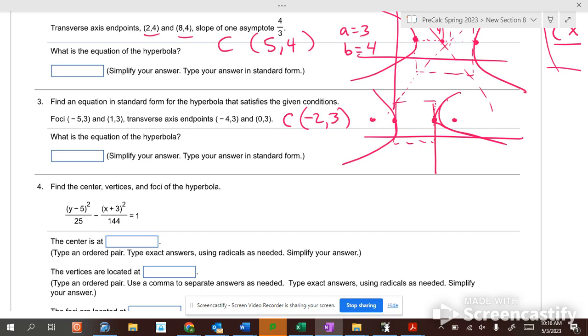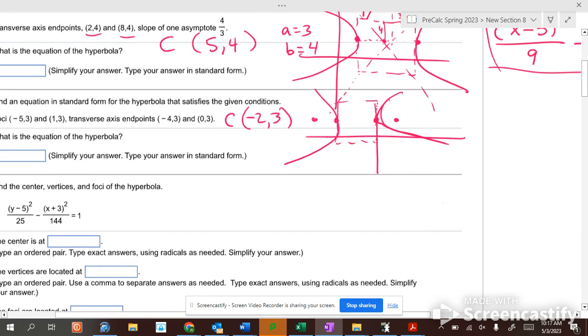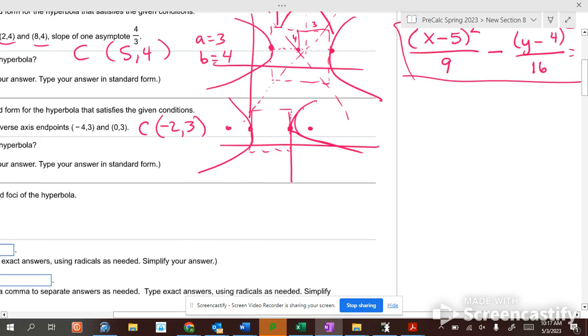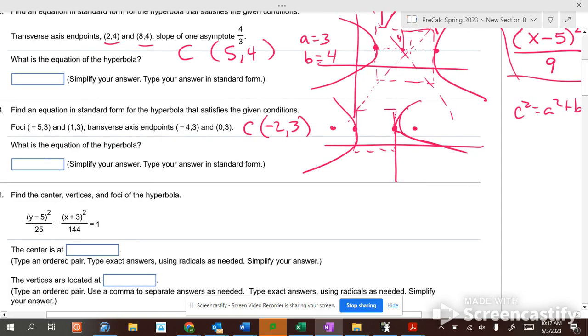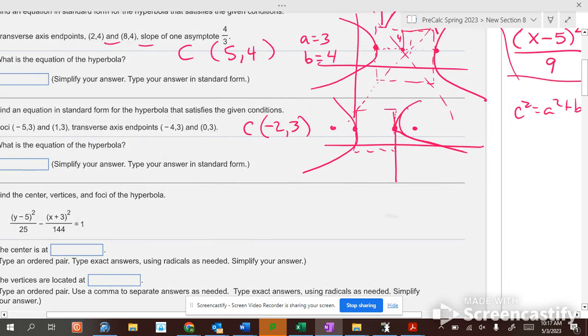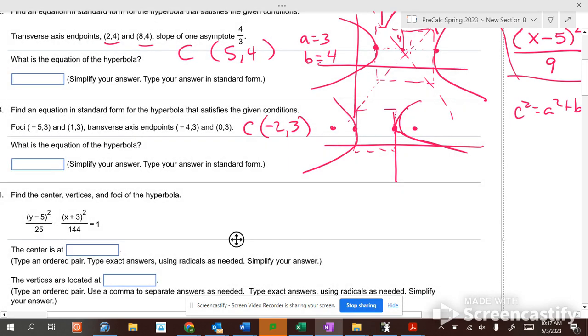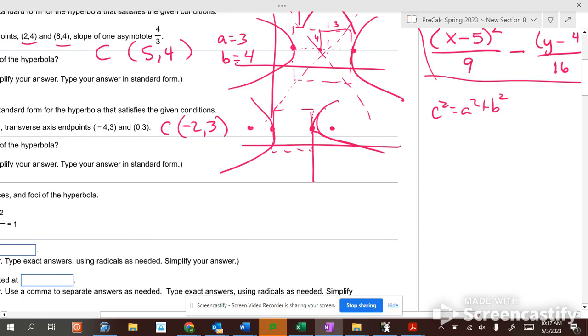All right. Now, on your cheat sheet, what does it say for our Pythagorean relationship for hyperbolas? C squared equals a squared plus b squared. C is our foci length. So from -2, 3 to -5, 3 is 3, right? So C is 3. A, the distance between those two, is 2. So we've got to figure out B.